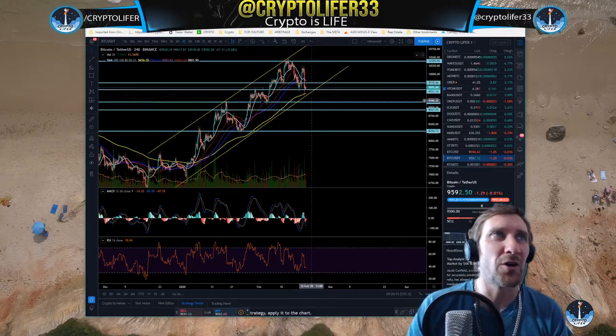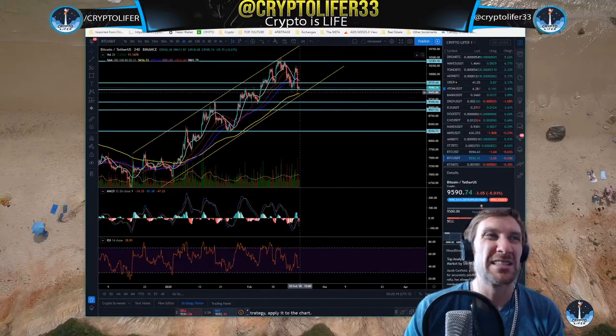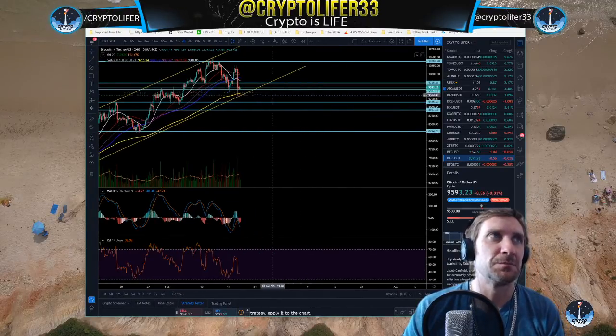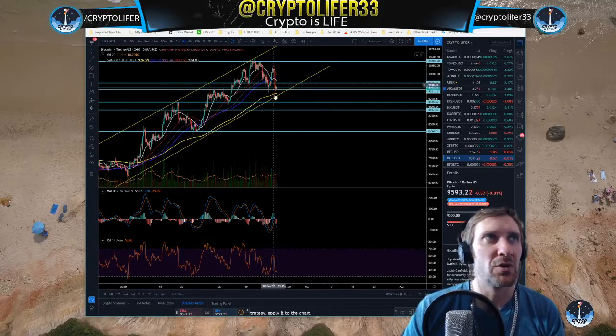Or we could see it fall right through this wedge. There's a chance. This does have a 68% chance of a break to the downside. It is a rising wedge. So that's up with Bitcoin.